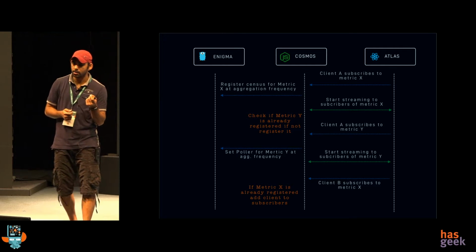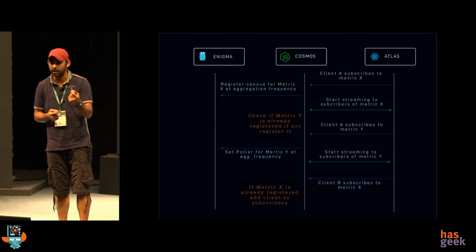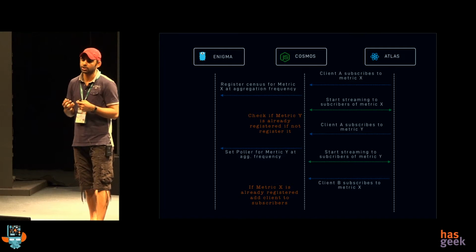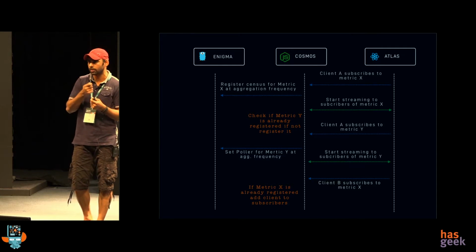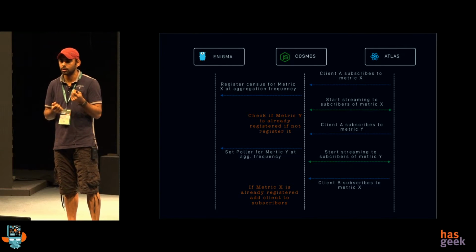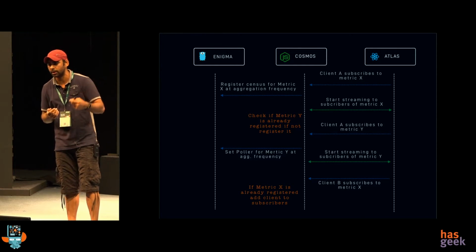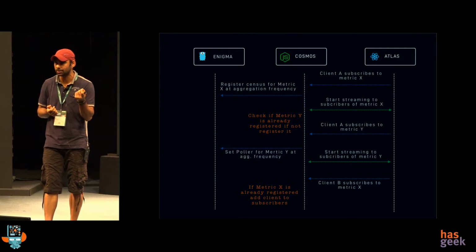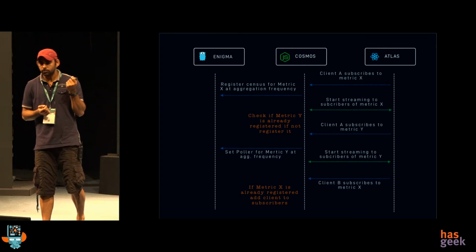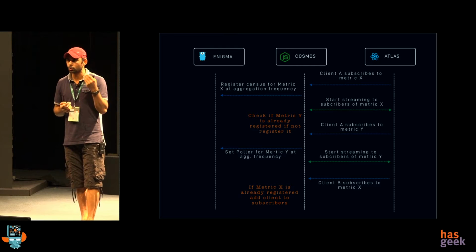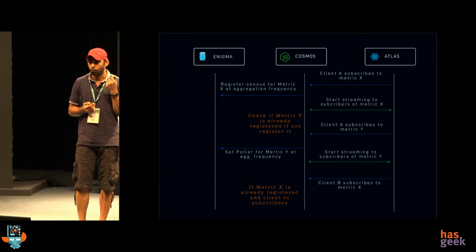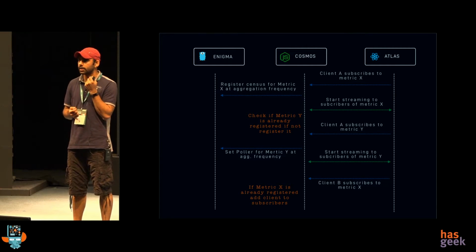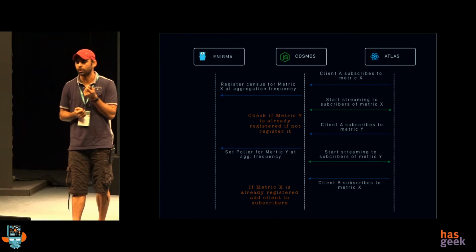There is client A subscribing to metric X from the Atlas, and then Cosmos registers that for this particular metric, the aggregation frequency is these many seconds. So it starts polling Enigma based on that. The connection between Atlas and Cosmos is a socket, but between Cosmos and Enigma, it's HTTP long polling. So client A is subscribing to metric X, so one user is accessing metric X at some aggregation frequency.